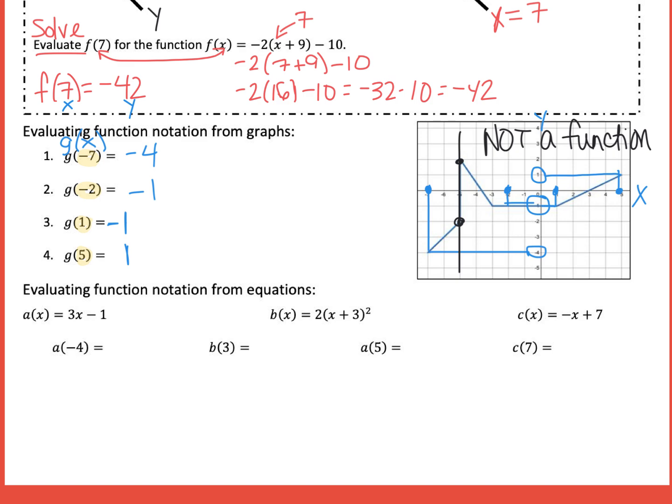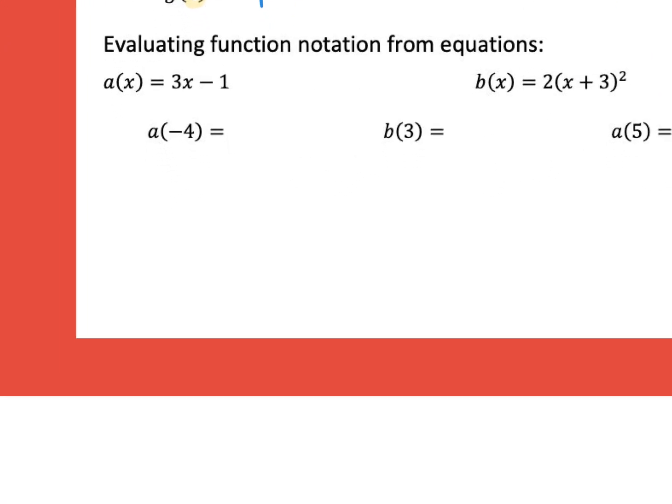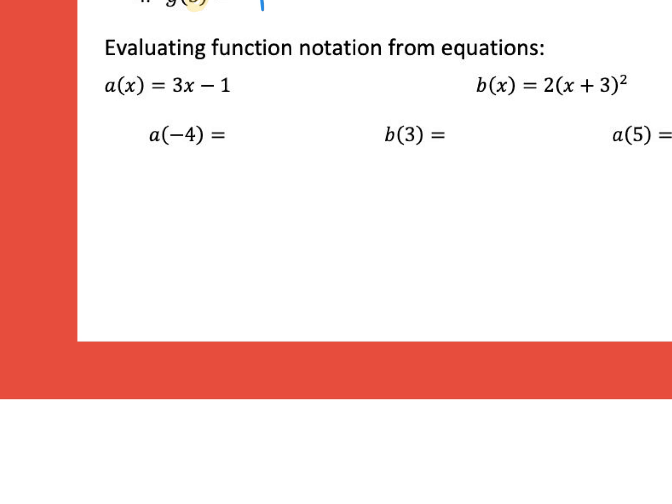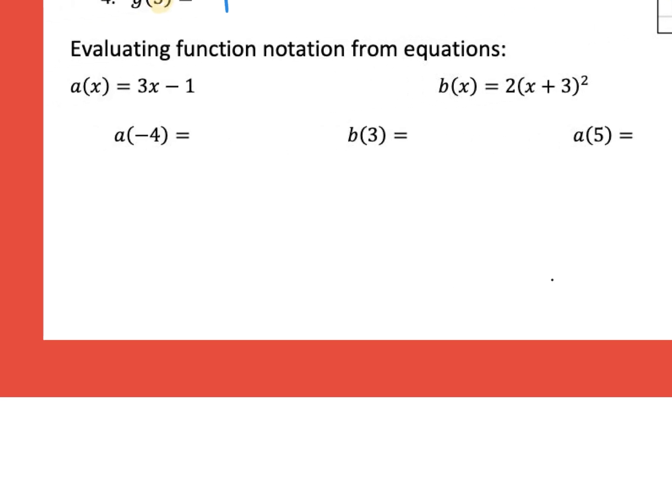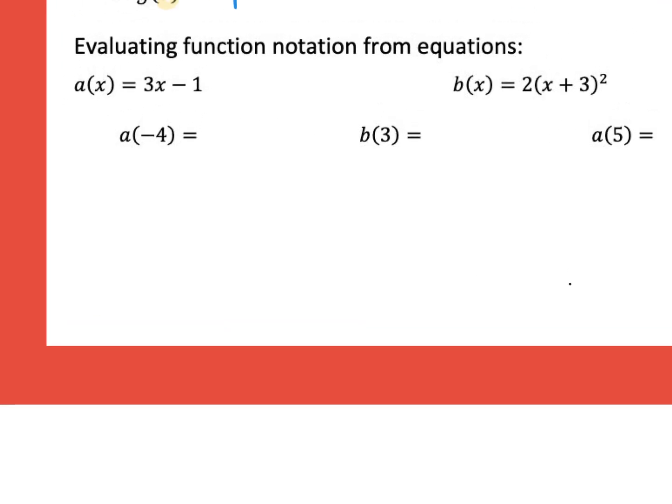Let's do some more evaluating. And again, you're going to want to have your calculator for this. You have a of x, you have b of x, and then you also have c of x. So you need to look at this first letter, and it's going to tell you which equation to use. So this first one is a of x, and it says a of negative 4. That's my x, so I'm going to put negative 4 right here.